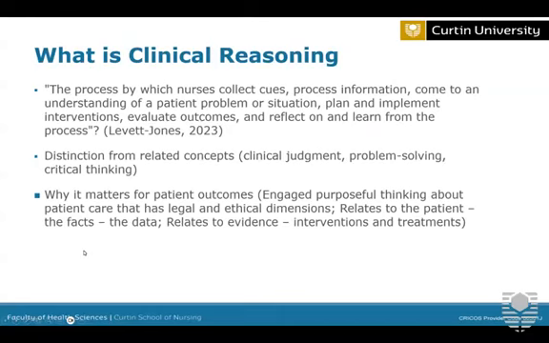So what is clinical reasoning? This is the process by which nurses collect cues, process information, come to an understanding of a patient problem or situation, and then plan and implement interventions, evaluate outcomes, and reflect and learn from that process.